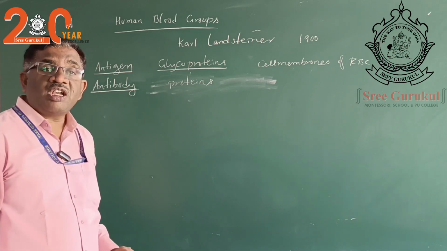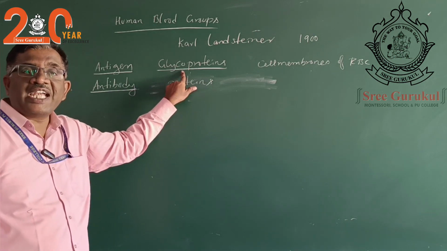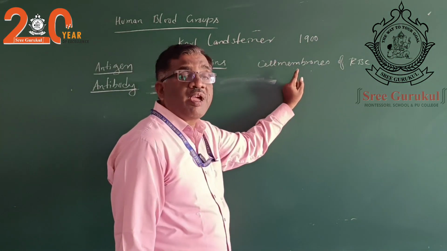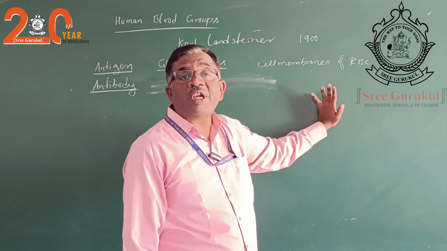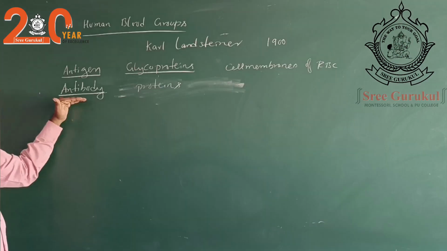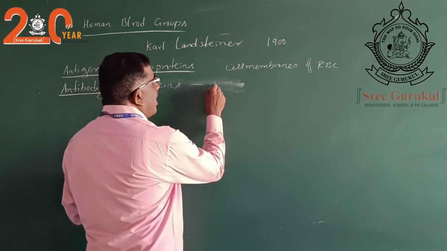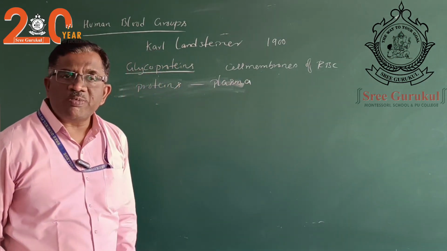What are antigens? Antigens are made up of glycoproteins. They are present on the cell membranes of RBC. What are antibodies? Antibodies are made up of proteins. They are present in plasma.